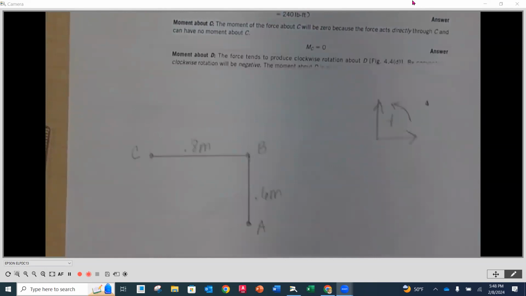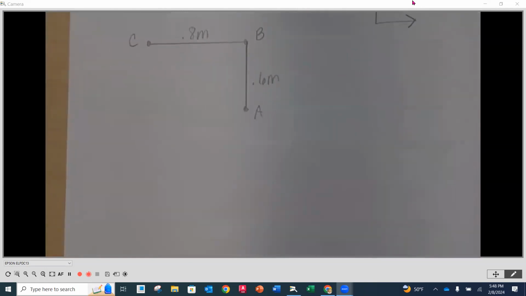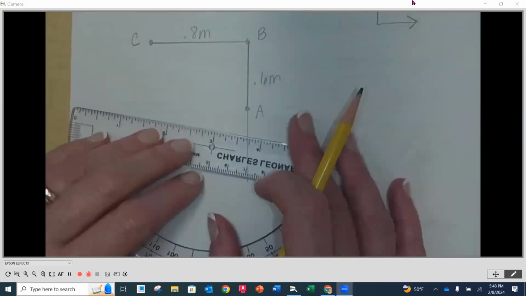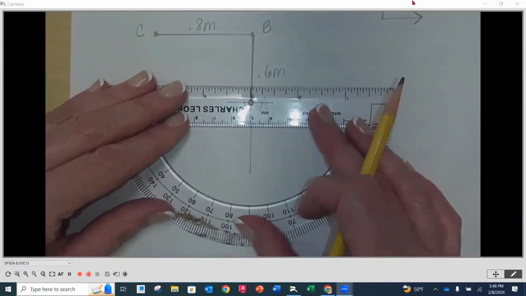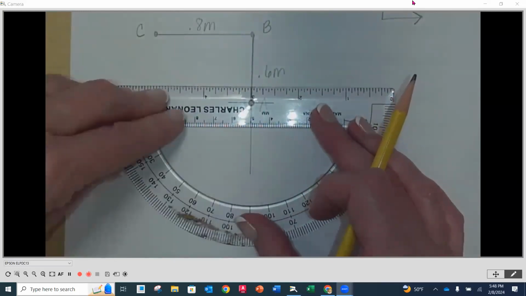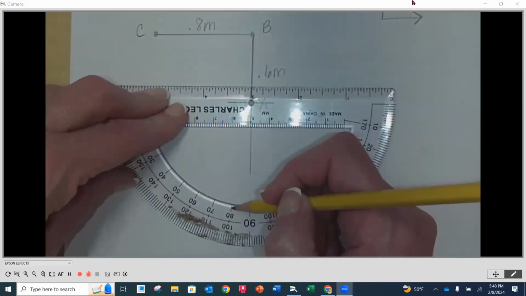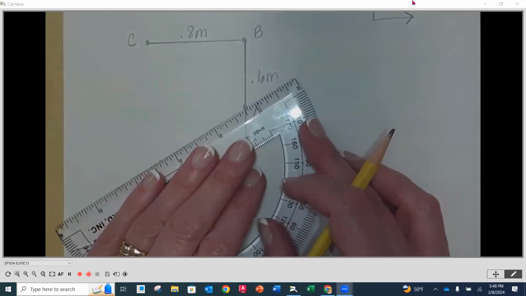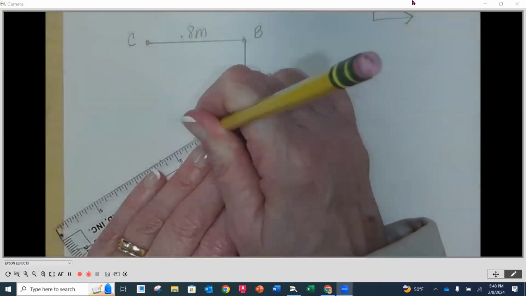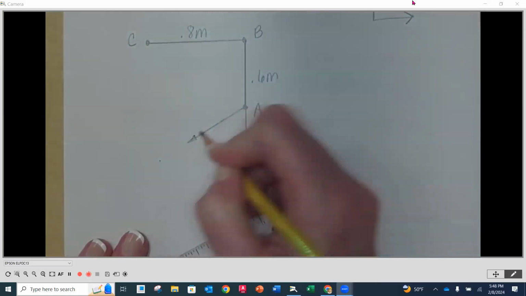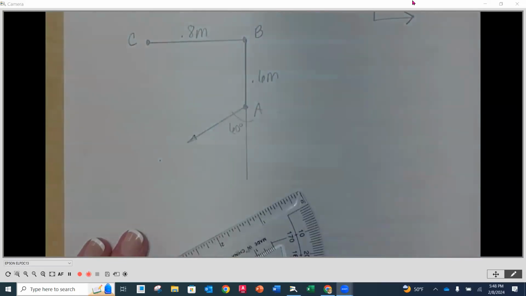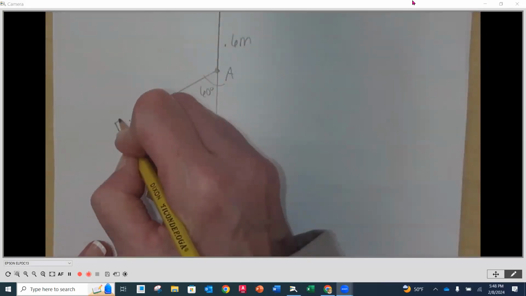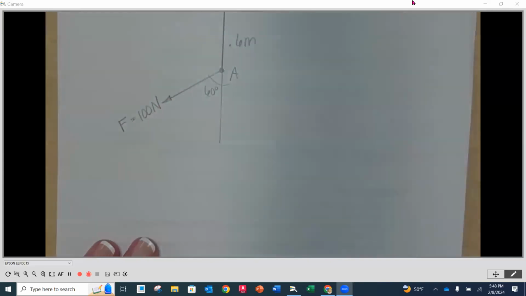Down here, it's a 60-degree angle from vertical. So I am going to draw a vertical line here. I've been on a kick where I'm doing this; you don't have to do this. So this would be 90, 60. Here it is. And I'm going to show that force F at a 60-degree angle from vertical. I think it was 100. Yep, F is equal to 100 newtons.